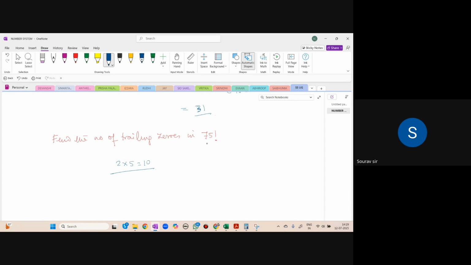Therefore, you have to find the number of 2s and 5s. Since 5 is a bigger number, the number of 5s will be less than the number of 2s. So basically, the number of 5s will give you the number of zeros. You can calculate the number of 2s. You can check it out yourself.